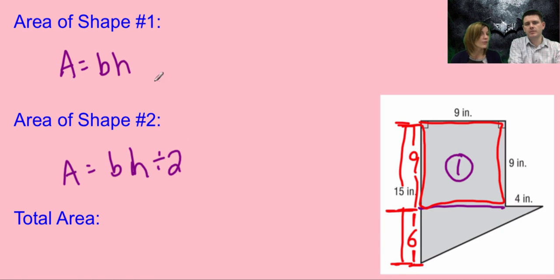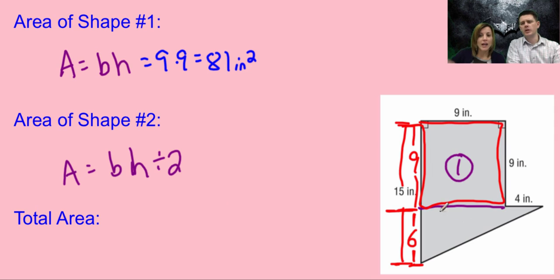All right, shape 1 would be an easy 9 times 9, or 9 squared, which would give us 81 inches squared on top. So now I have to find more. We have to find this piece here. You should have stopped me. I thought it was more fun to make you have to come back and do it later.